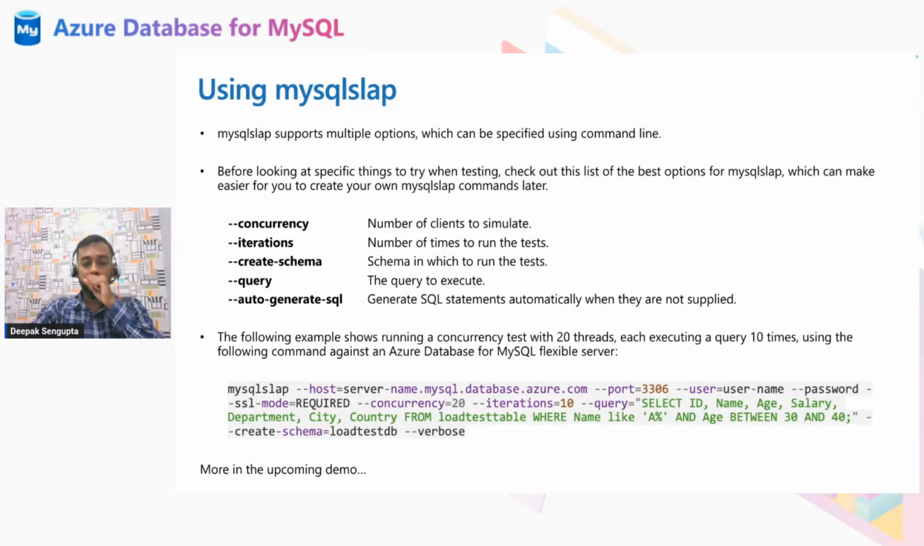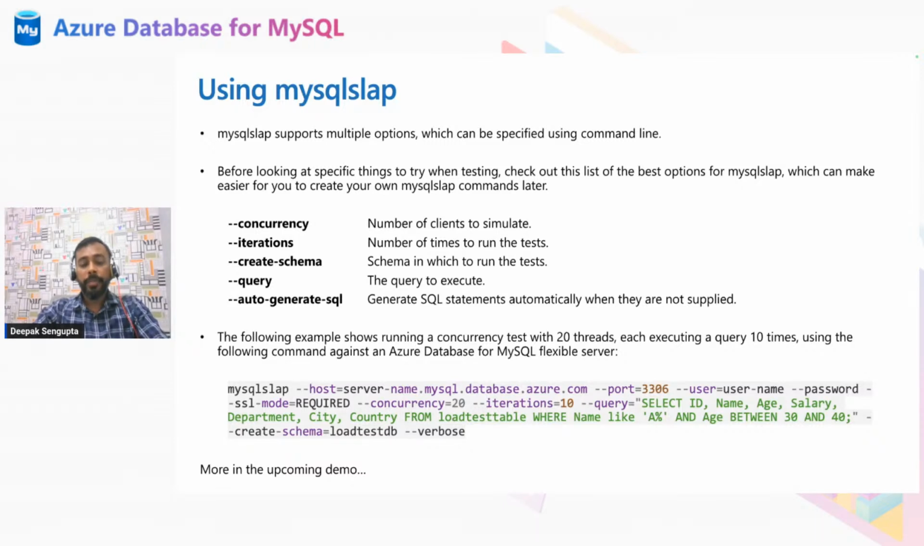Okay. The last one is auto generate SQL. Now let me tell you, this is a very useful parameter which makes our job pretty easy. With the auto generate SQL parameter, how it helps us is it creates a database, it creates a table, it inserts the data in it, and it runs the query on our behalf.